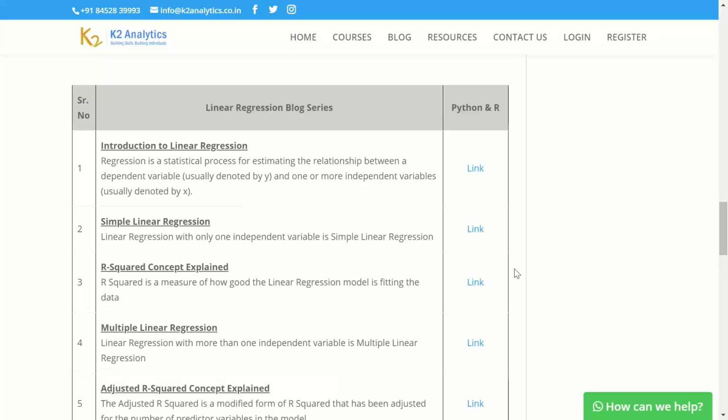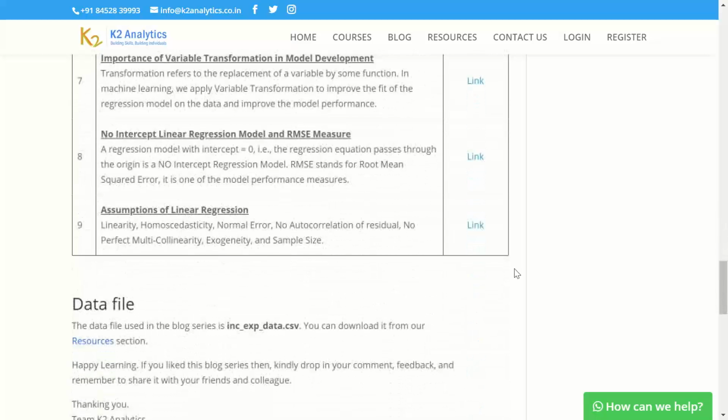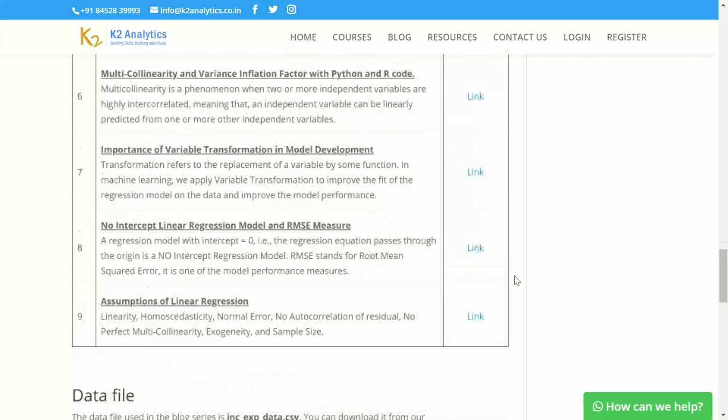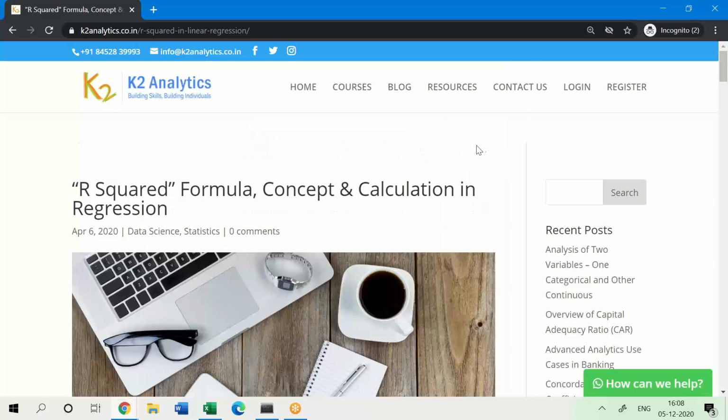We built a linear regression model in Excel. Then we imported a data file. The file which we are using is income expense data.csv. The file can be downloaded once you log in, and in the complementary section the file is available. This is the file that we are working on. We'll continue with this file and build our linear regression model, and today we'll try to understand the concept of R squared. So let's get started with R squared.